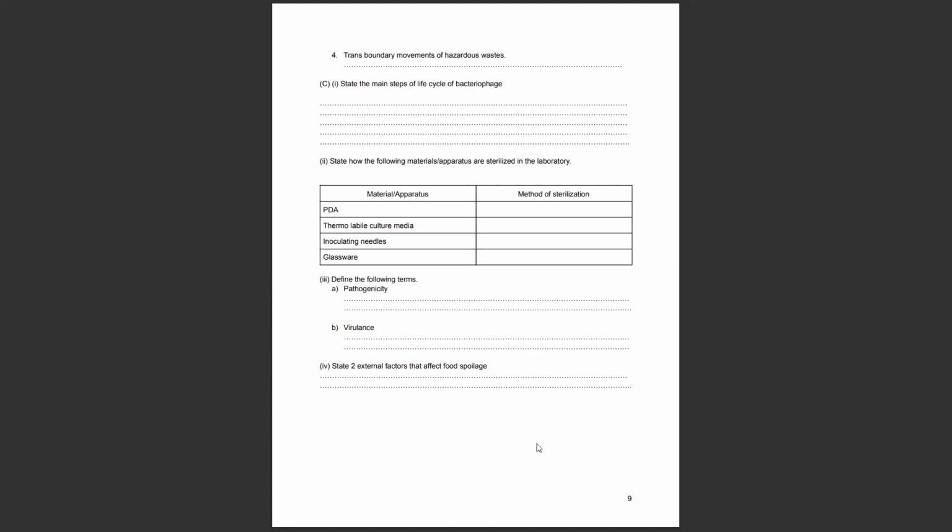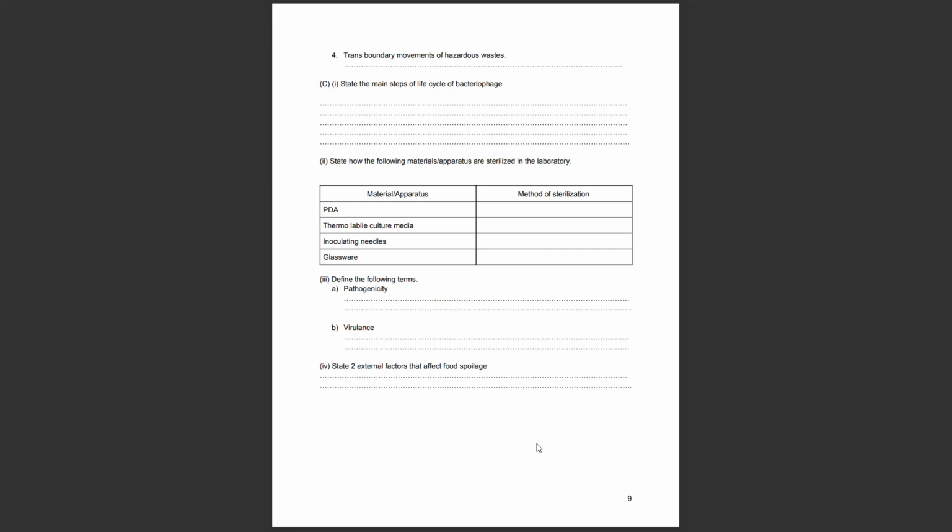Method of sterilization: moist heat sterilization. Then thermolabile culture media: filtration. Inoculating needles: direct flaming, right? Glassware: hot air sterilization. 4 marks. Then Roman number 3, define the following terms. Pathogenicity: the ability of a pathogen to cause disease in a host by overcoming host defense mechanisms. B, virulence: the degree of pathogenicity of the pathogen. 1 mark.